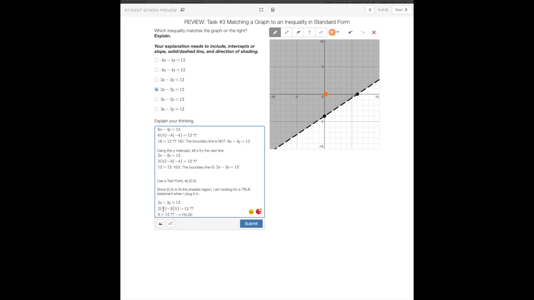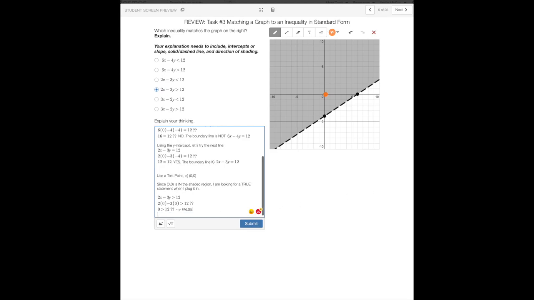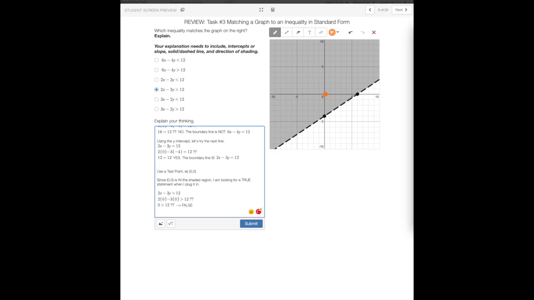So here we go. I plug in 0 for x and 0 for y. 2 times 0 is 0. Negative 3 times 0 is 0. 0 plus 0 is 0. Is 0 greater than 12? Nope, it's false. This is a false statement. So my final answer has to be the other one. So it has to be this one. Oops. It has to be this one.